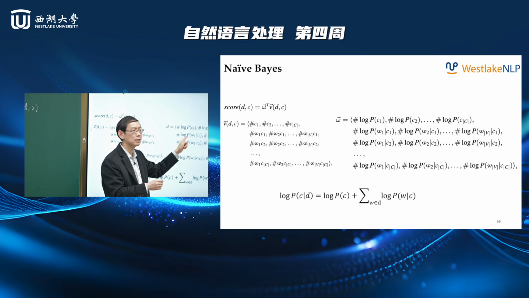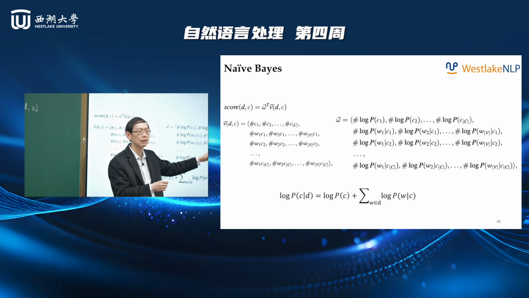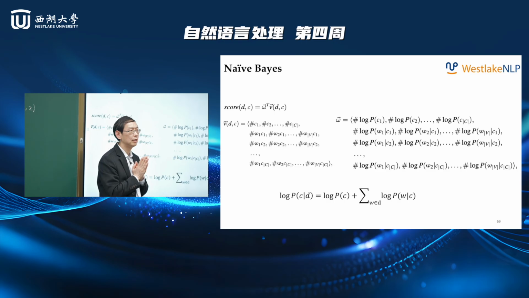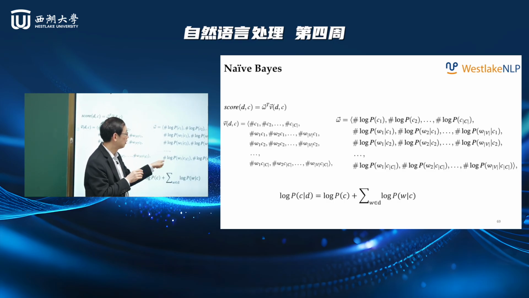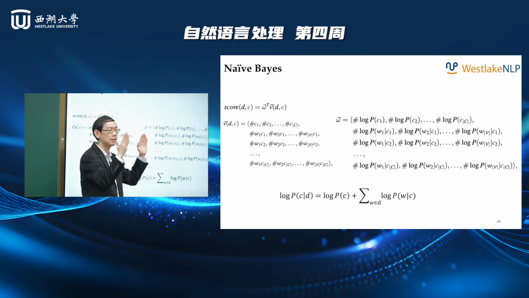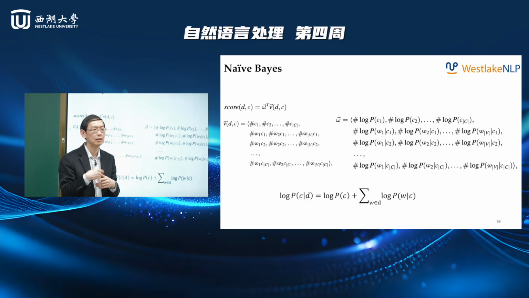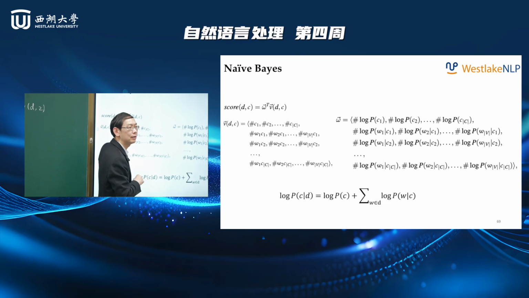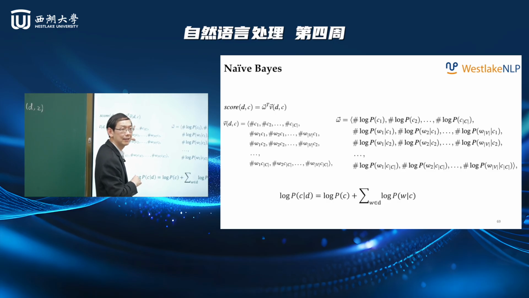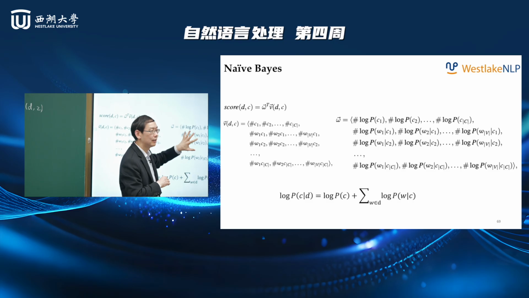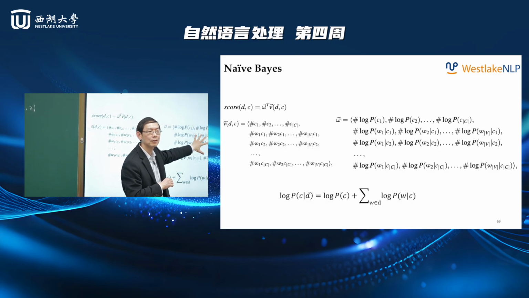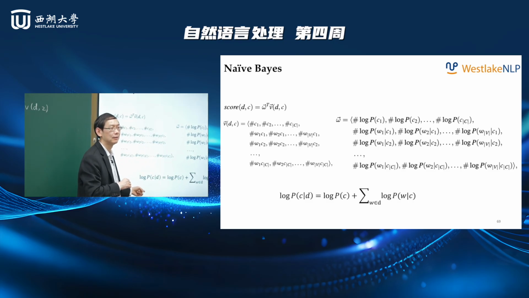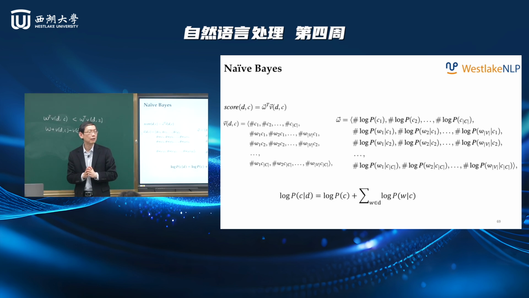And log PW1C1, log PW2C1 until log PWVC1, right? And log PW1 given CC, log PW2 given CC, etc., the last word and CC. So I'm claiming that if you dot product this representation vector with the naive Bayes parameters, you get this equation. Do you agree with me? Yeah, many of you agree, right?